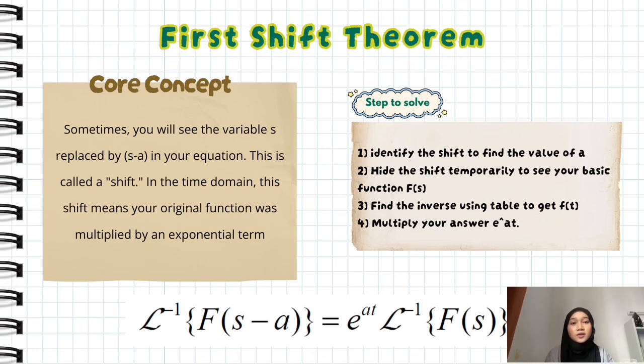So, to solve a shift problem, follow 3 steps. First, identify the shift value a. Second, temporarily hide that shift to find the base function. And third, find the inverse of that base function and multiply your final answer by e to the power of at.